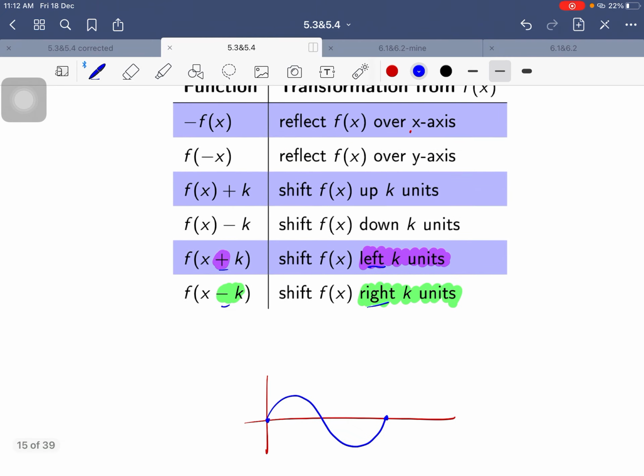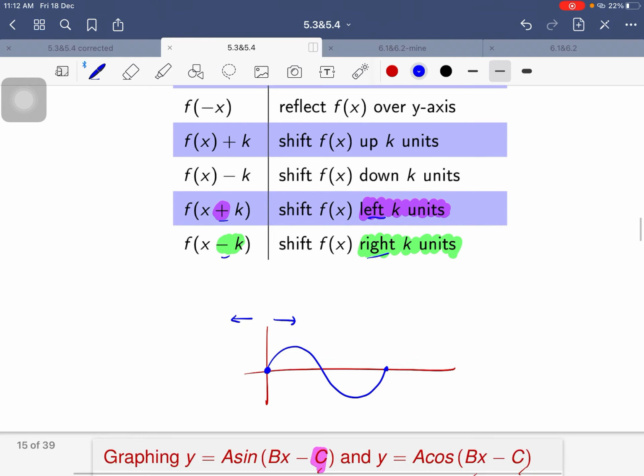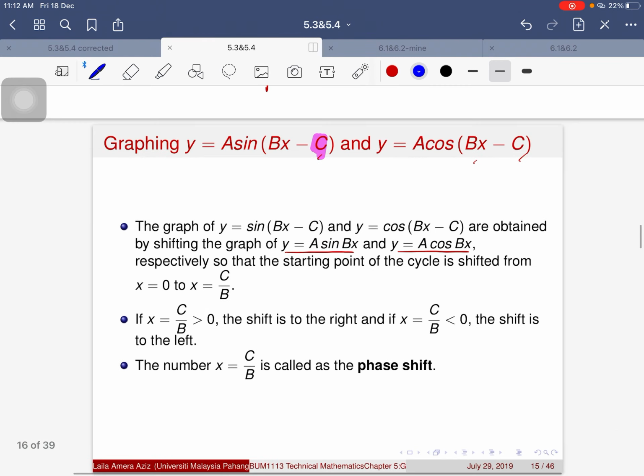Meaning that instead of having a starting point at 0, the graph is going to start somewhere else, whether shifted to the left or to the right based on the value of c. As we have seen before, if I have bx minus c, the graph is going to be shifted to the right, because of the minus sign.